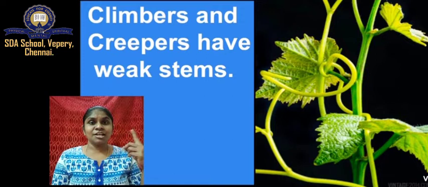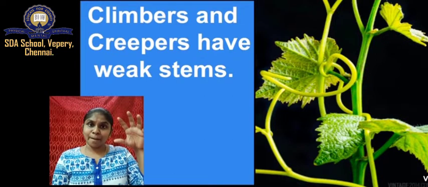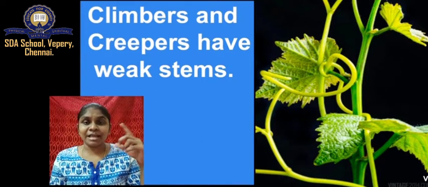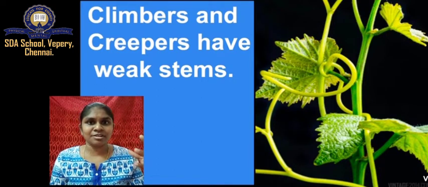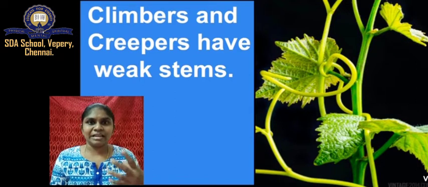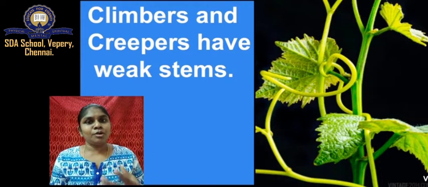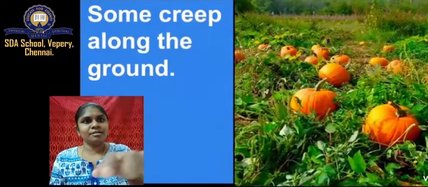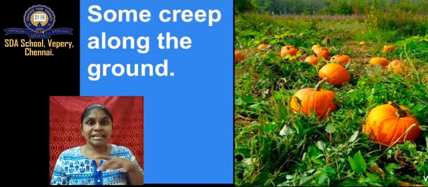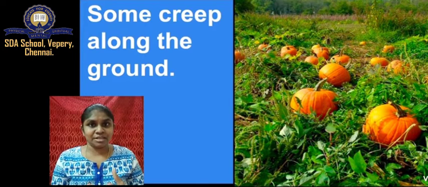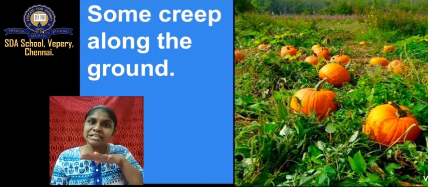Sometimes the climbers twine around a plant. They climb up on a wall or a plant. So climbers climb up on a wall or a plant. They are called climbers. For example, cucumber, grapes, bitter gourd, all these are climbers. What about creepers? Look at this picture. These are creepers. They creep along the ground because of the heavy weight of the vegetable or fruit. For example, I have shown you watermelon, pumpkin and muskmelon. All these are creepers.